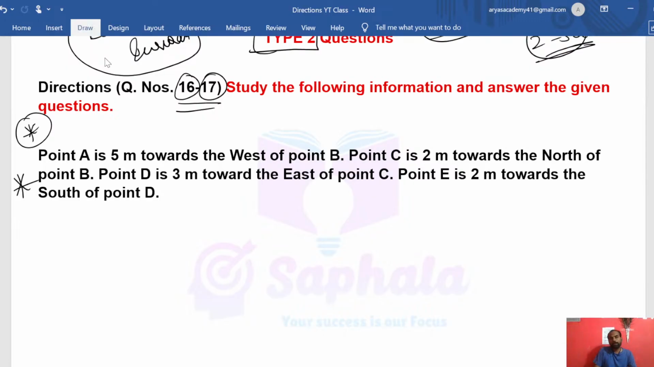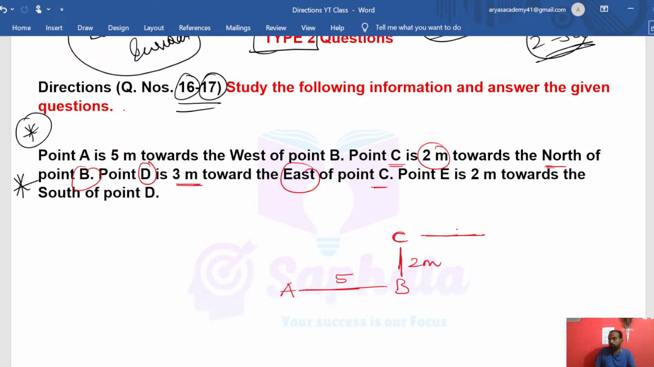We will answer it. Yeah, so, point A is 5 meters west of point B. So, I am assuming point B to be here. Towards west of point B, I have a point A. And what is the distance? 5 meters. Then point C is 2 meters to the north of which point? B. So from B, if I go towards north, and that too for how many meters? 2 meters. Here I'll get another point which is actually point C. Okay now. Then point D is 3 meters towards east of point C. So from point C I have to go towards east for how many meters? 3 meters.